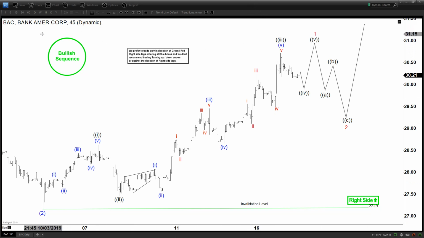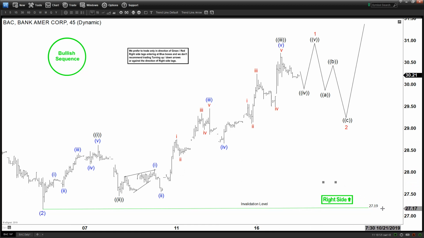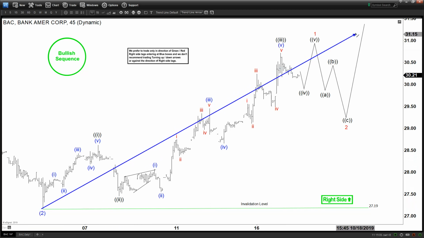And today we will be updating the chart of the BAC. This is Bank of America, 45 minutes chart here. We can see this pullback to $27.20 ended with 2, and the stock since has already extended higher, right? So that means we are now currently within the wave 3 in the blue, okay?